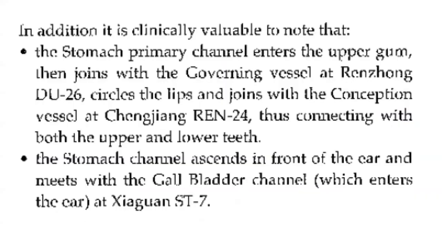In addition, it is clinically valuable to note that the stomach primary channel enters the upper gum, then joins with the governing vessel at DU26, circles the lips and joins with the conception vessel at REN24, thus connecting with both the upper and lower teeth. The stomach channel ascends in front of the ear and meets with the gallbladder channel, which enters the ear at stomach 7.